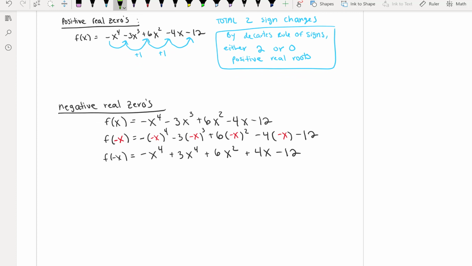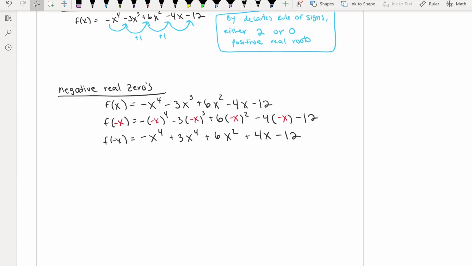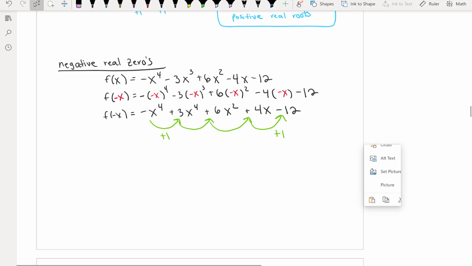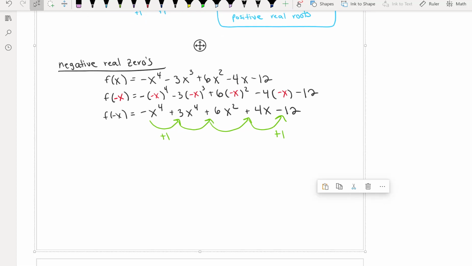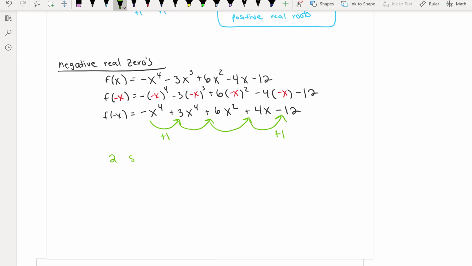So now I can count my sign changes. From here to here, negative to a positive, it changed the signs. Positive to positive, leave it alone. Positive to positive, leave it alone. Positive to negative, ooh, the sign changed. So that's 2 sign changes, either from negative to positive or positive to negative.